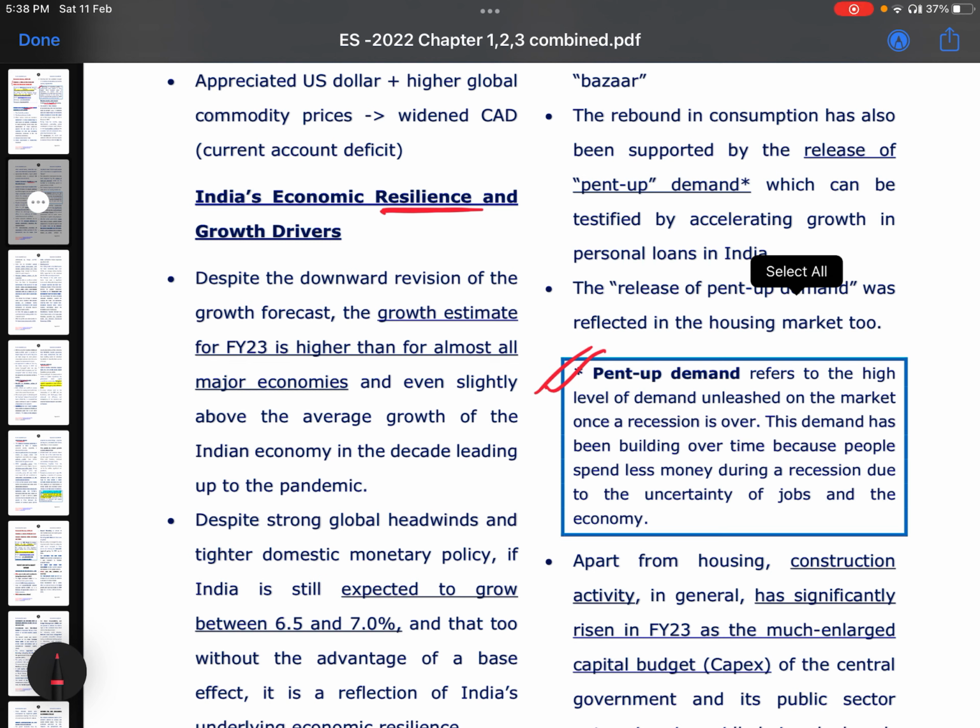Let's come again to the descriptive part. Within the major heads, you need to find and remember major points for your exam. Let's discuss the topic of India's economic resilience and growth drivers.